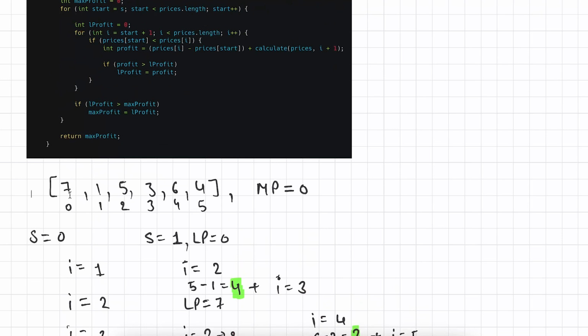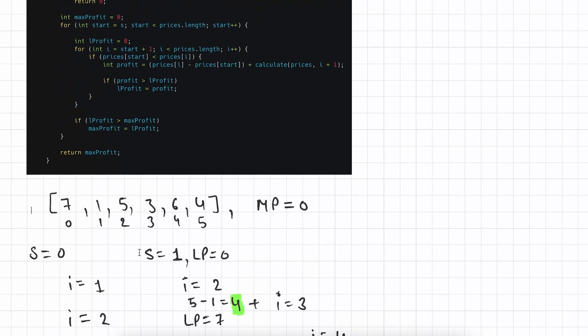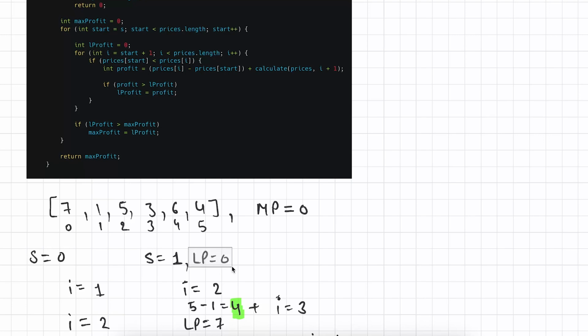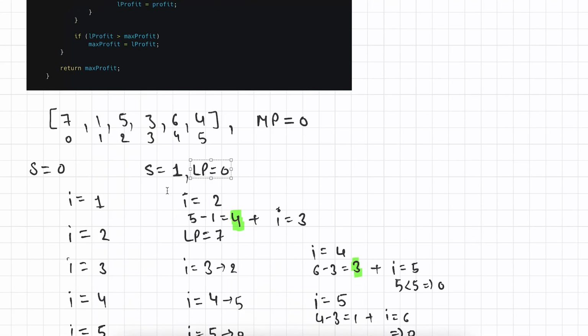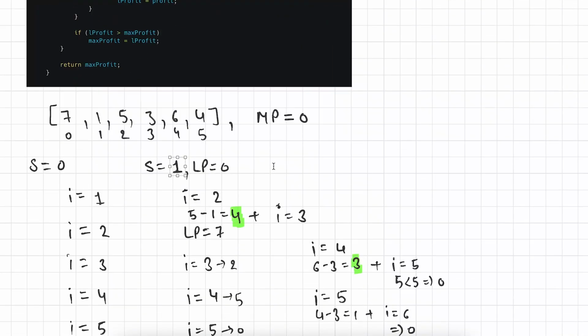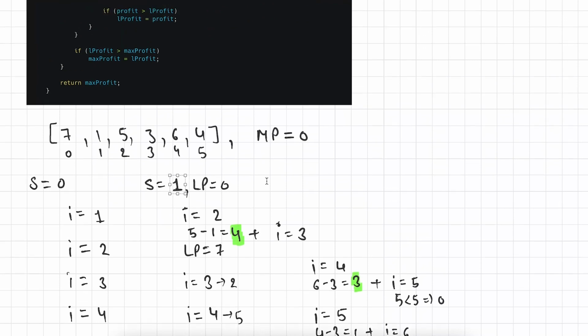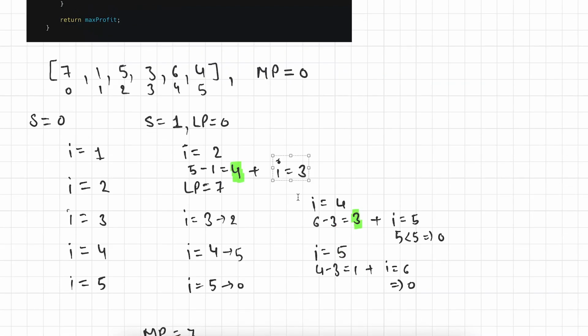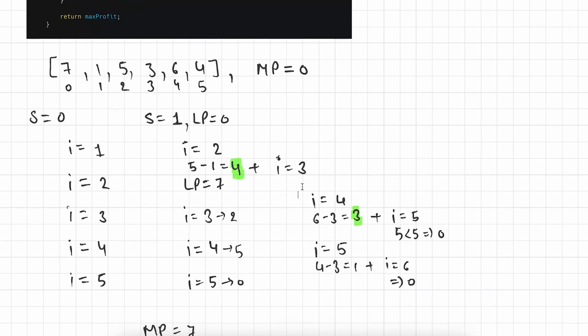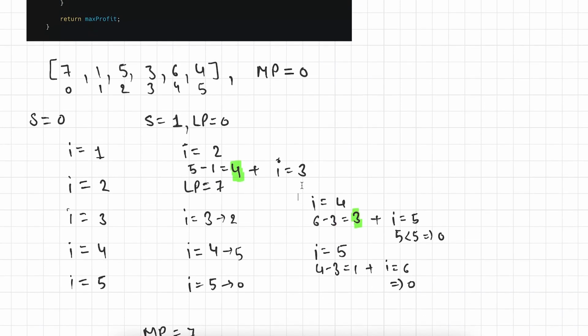Now in the next iteration, our value of s becomes 1, and we initialize our local profit equal to 0, and then we call the inner loop for I equal to 2. Because s is 1, the inner loop starts from start plus 1, so I equal to 2, and this time the condition is satisfied, so we calculate the profit. 5 minus 1 is 4, and then we are again going to call this function recursively for I equal to 3. And for I equal to 3, it checks the next day, that is I equal to 4. And on the 4th day, we can sell our stock to make a profit of $3.